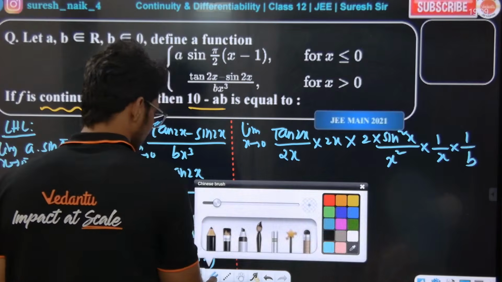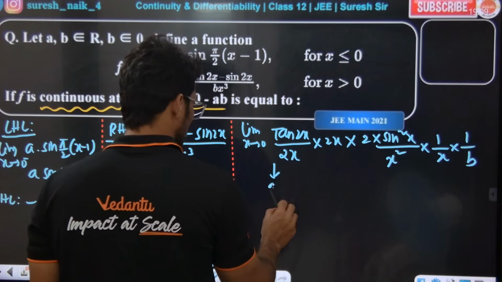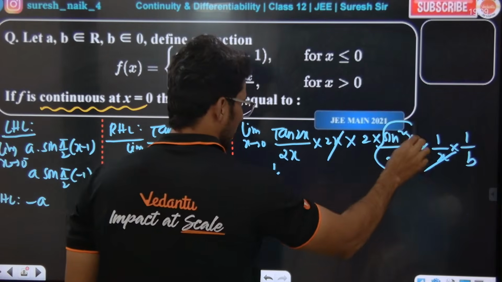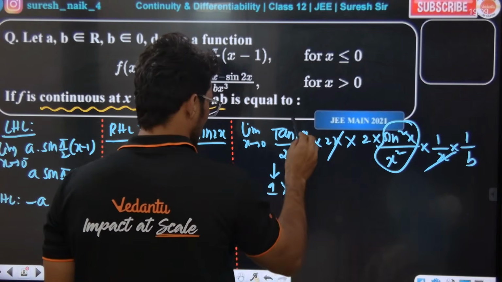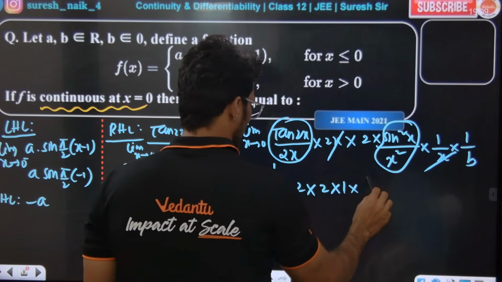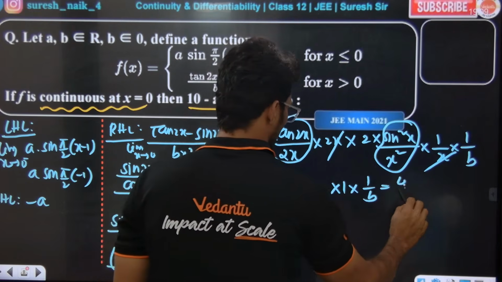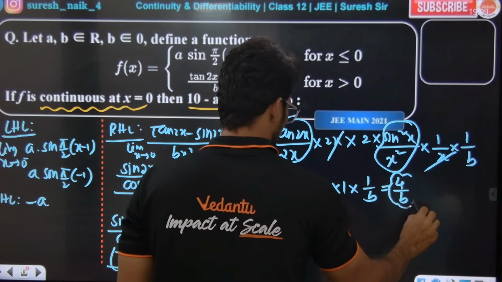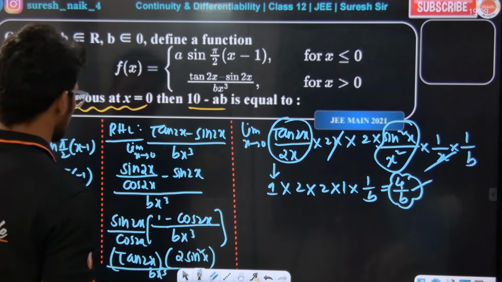This is directly 1. This is 1. Can we cancel this x? 100%, sir. This is 1, this is 1. This into 2 into 2 into 1 by b. This is equal to 4 by b. This is RHL. Are you getting the point? This is RHL.